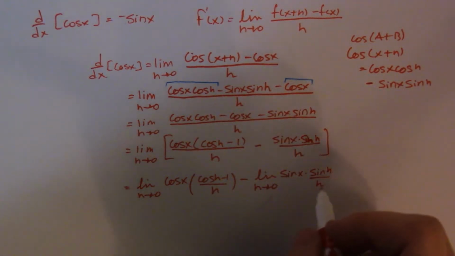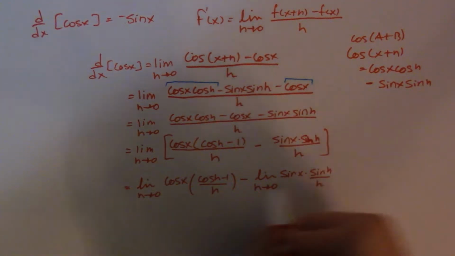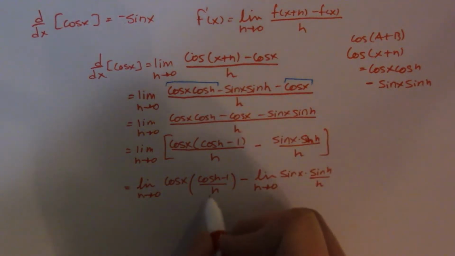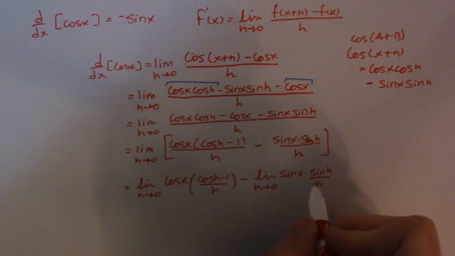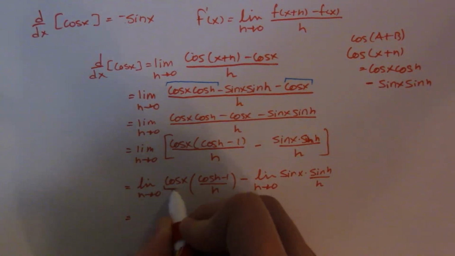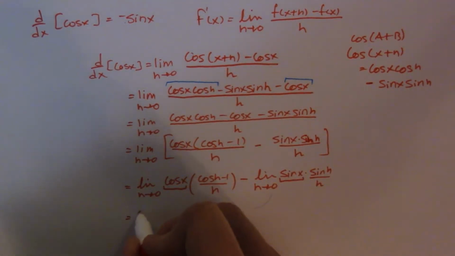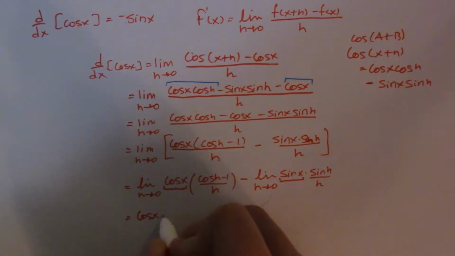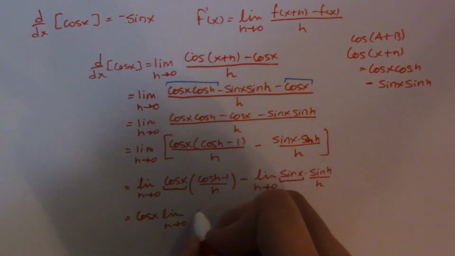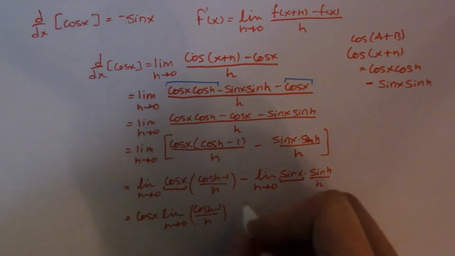The reason why I did that is because I want to match up my h's. Now, since this cos x and this sin x do not have an h in them, I can take them outside the limit sign. They're not going to change once I evaluate my limit. They're essentially constants because my limit is going to 0. They're not technically constants, of course, because they have a variable, but the limit will not change them once I evaluate.